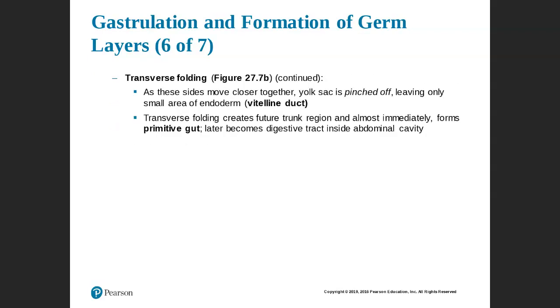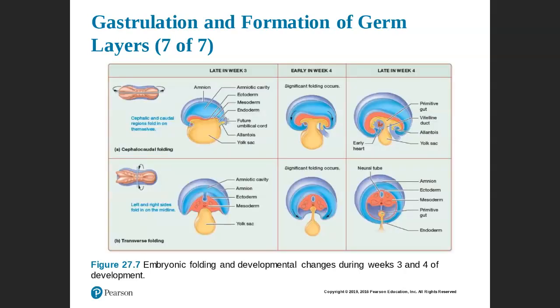As those sides move close together, the yolk sac is pinched off, leaving only the small endoderm, vitelline duct, left over. The transverse folding then creates a future trunk region and almost immediately forms a primitive gut, which later becomes a digestive tract inside the abdominal cavity. That's really what we call true coelomates. We have a true body cavity, but it's really basically a cavity within a cavity. The digestive cavity is within the cavity that is your skeleton. So that's how gastrulation and the formation of the 3 germ layers occur.